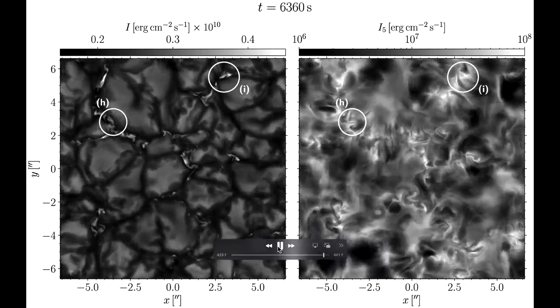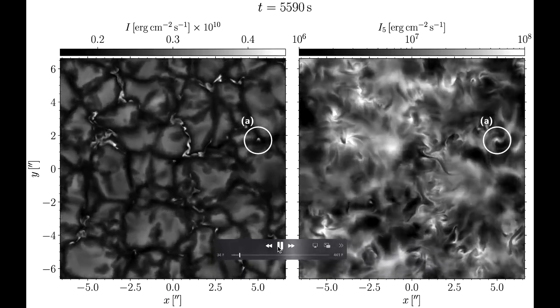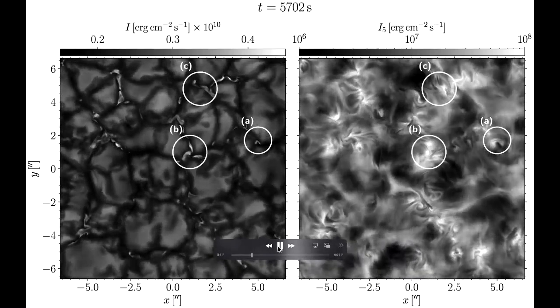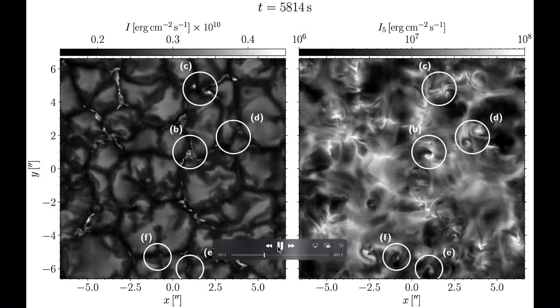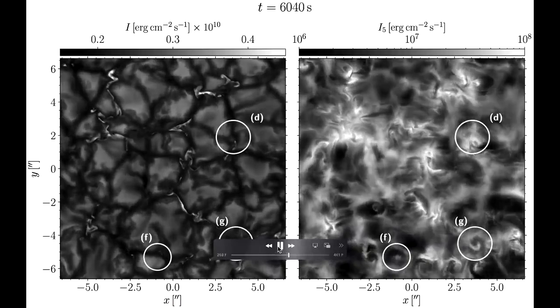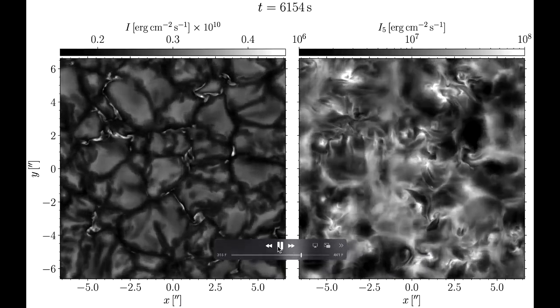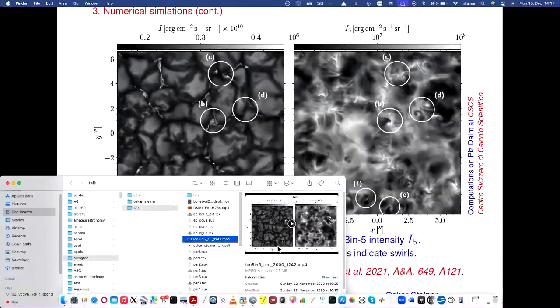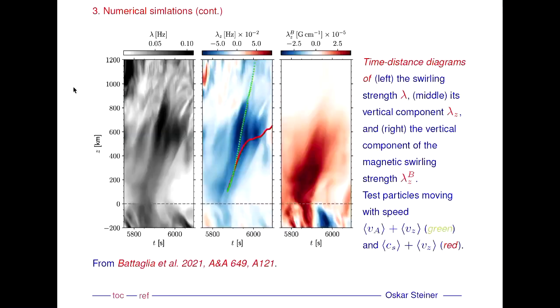Now you can put a line of sight along spirals, and you can plot along this line of sight, say the vorticity, or better, the swirling strength, and do that in time. And then you get plots like this one, which we call a time distance diagram. Distance is height from zero in the photosphere up into the chromosphere.